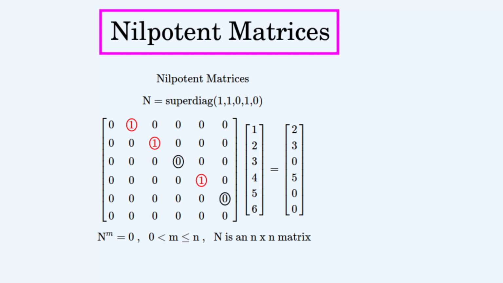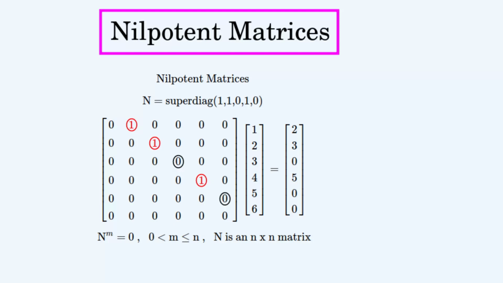Hello and welcome to this video about nilpotent matrices. A nilpotent matrix raised to the power of a finite number will be the zero matrix. A standard basis nilpotent matrix will look like this.